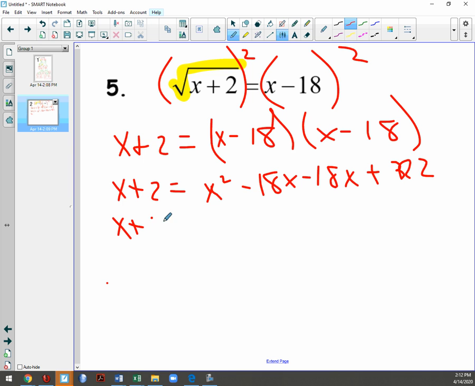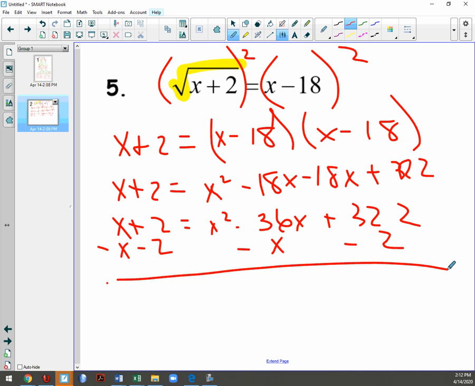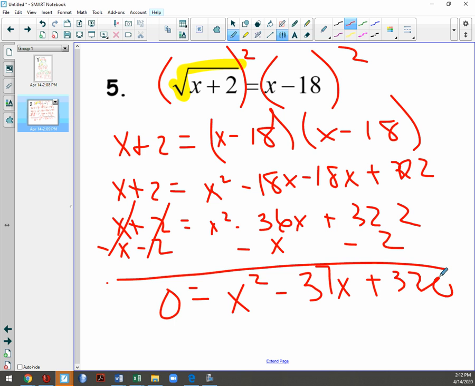Combine like terms. And then solve for x. You're going to subtract x, subtract 2, subtract x, subtract 2, and that's going to give you 0 is equal to x squared minus 37x plus 320.